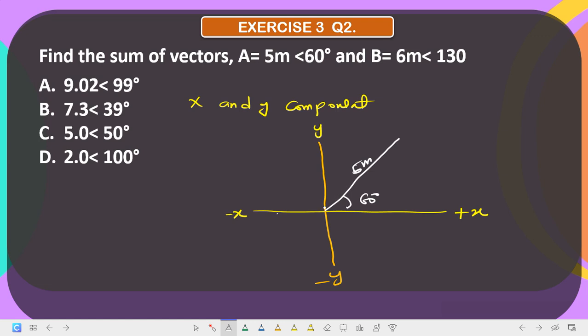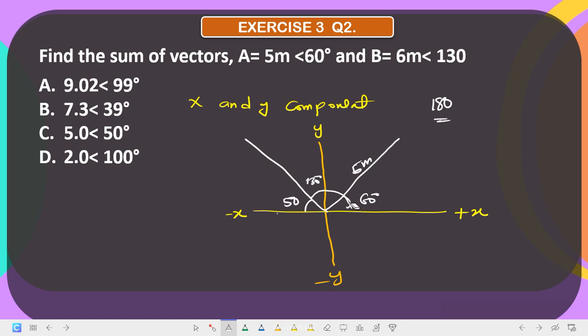Now we have another one, 130 degrees. If here is 60, here, going this way, is 130 degrees. Now the sum of angles on a straight line is how many degrees? 180 degrees. So if from here this is already 130, it means that this other angle here will be how many degrees? 50 degrees.